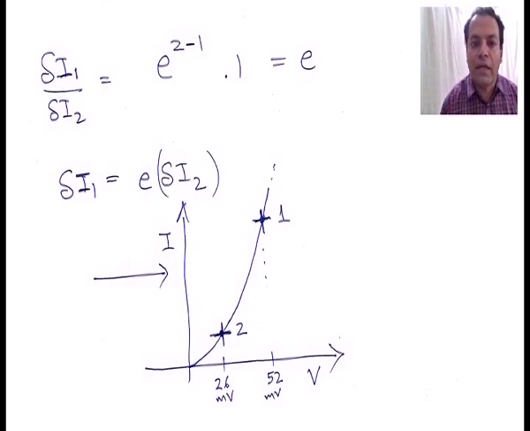And plugging in the values, I get this very simple result that the uncertainty in the current in measurement 1 is e times the uncertainty in the current in measurement 2.